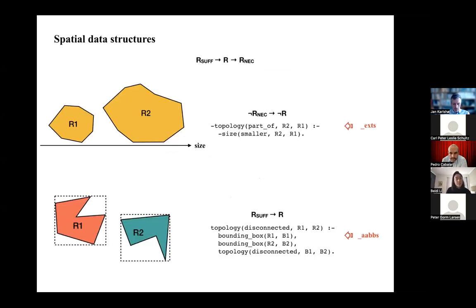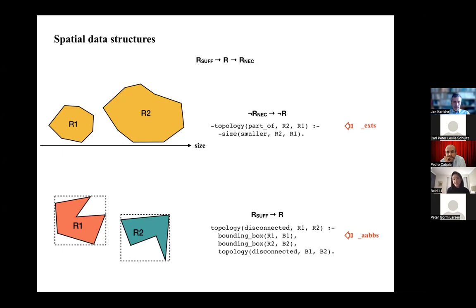And the second one is spatial data structures. In this case, we use sufficient and necessary conditions of certain spatial relations that are very, very costly to evaluate, to shortcut those unnecessary computations. So for example, if R2 is definitely not smaller than R1, which means that R2 is actually larger than R1, then we know that the part-of relation cannot hold between R2 and R1.